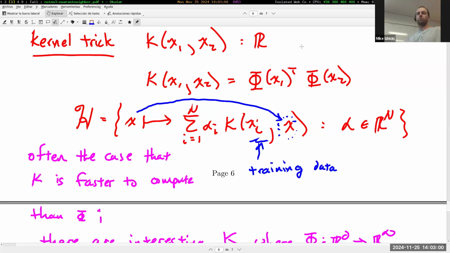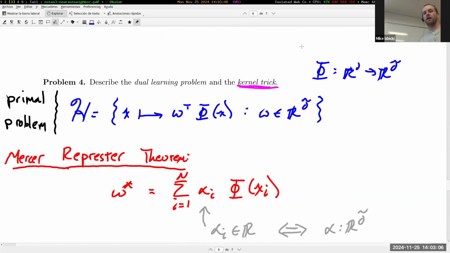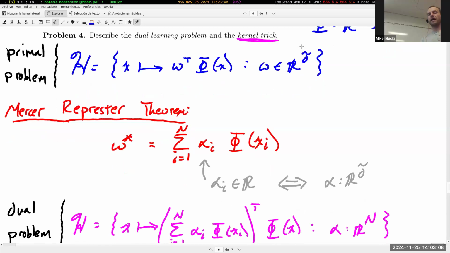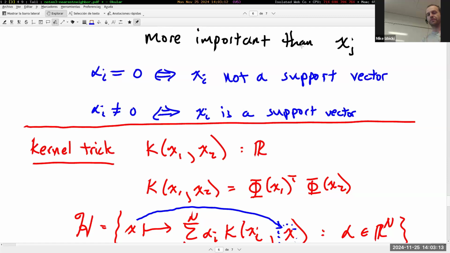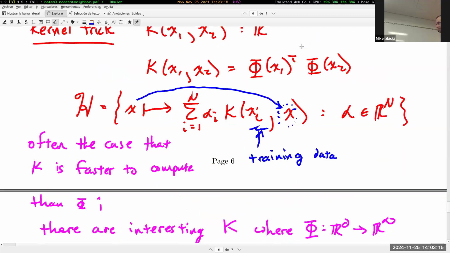The bigger picture overview reference for this is the scikit-learn documentation, which does describe the dual learning problem here at this higher level of generality. Yeah, so those are the two best references for this portion of the course.